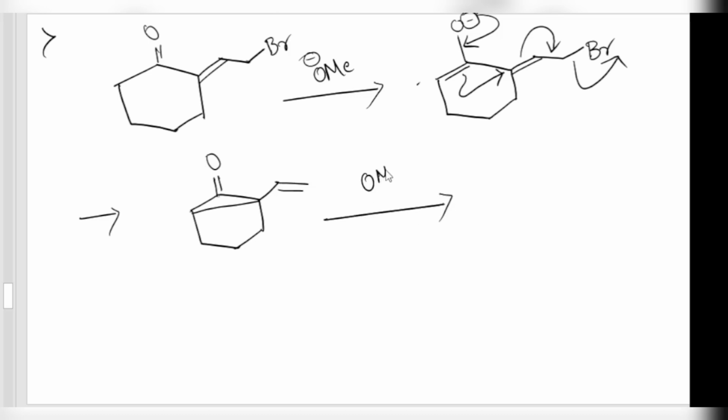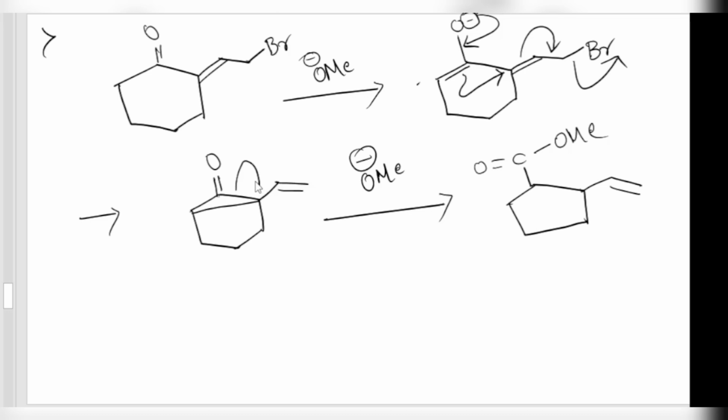To this, if we add methoxide, finally we will get a product which is 5-membered, and here the same group is there, and here C double bond O, OMe. This is the final product we will get. This bond will break over here, because the negative charge over here is delocalized by this allylic group. That's why we will get a product like this.